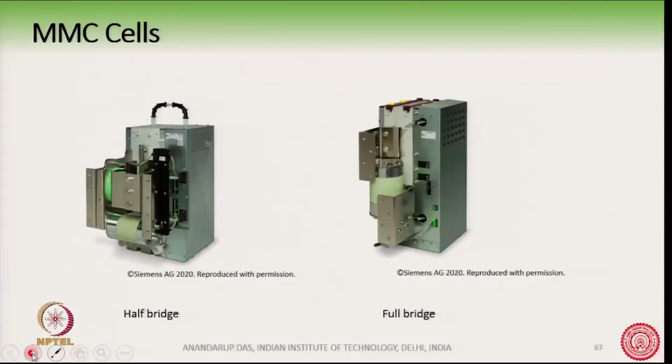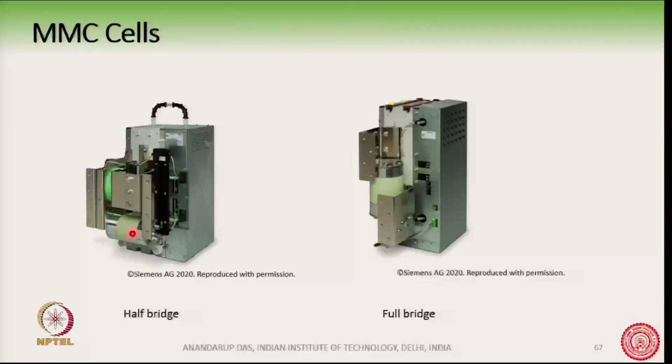Now, here we see a picture of the half bridge and full bridge cells. Typically, the size of the half bridge or full bridge cell is like this much in width, this much in length and this much in height. So, it is not difficult to take it out or put it in when it is not running, I mean after it is fabricated. It is like this much size and can be handled by a person. So, you can see this is the half bridge configuration.